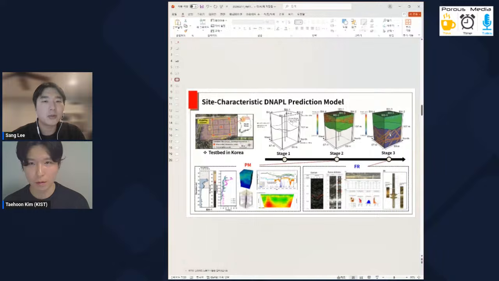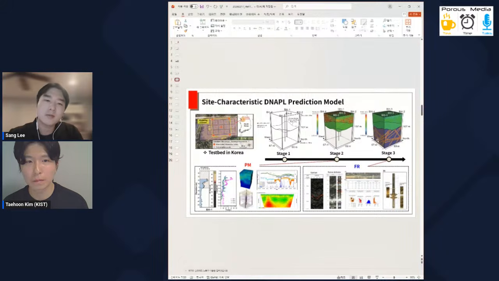Does it require too much computational power if you were to take into account the matrix diffusion? It is okay, but in our case, it is negligible. I see. The effect did not appear. Thank you.